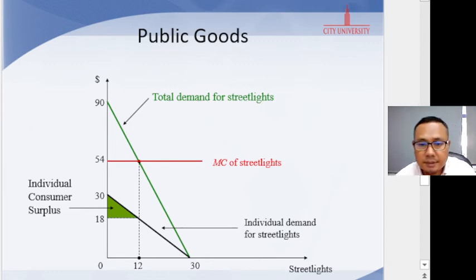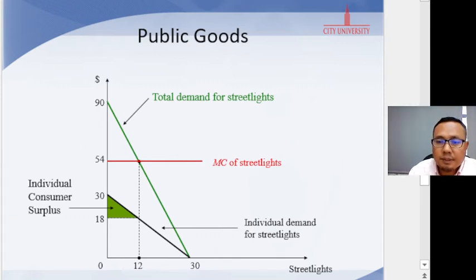Since the marginal cost of a street light, which in this figure you can see is $54, lies above each individual demand curve for street lights, none of them will be willing to pay for even one street light on their own.